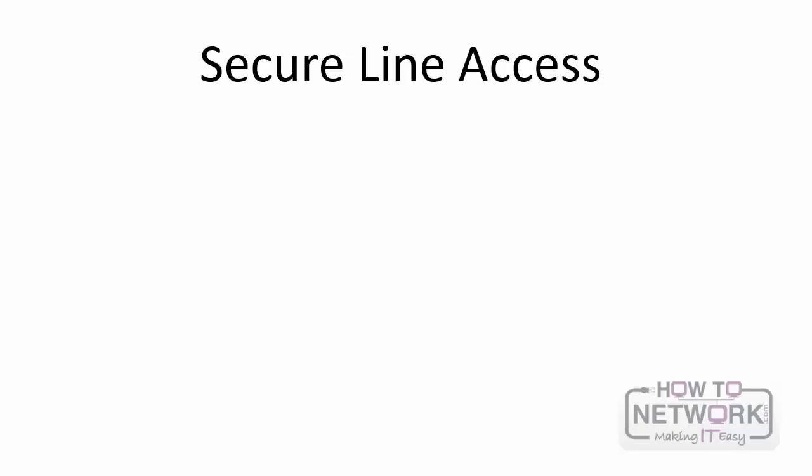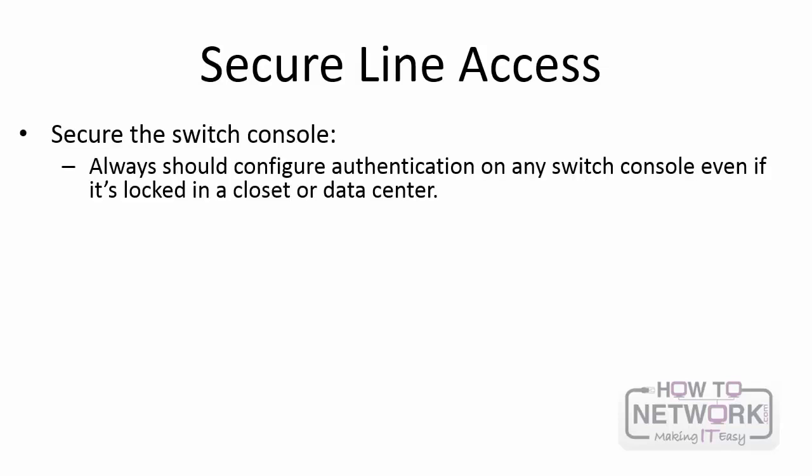Next is securing the switch console. Even though switches are many times locked away in wiring closets or data centers, you always want to make sure that there is a password on the switch console, or that there is authentication of some sort, just in case someone were able to access the switch. Because as you know, once you have console access, you have command and control over the entire switch.